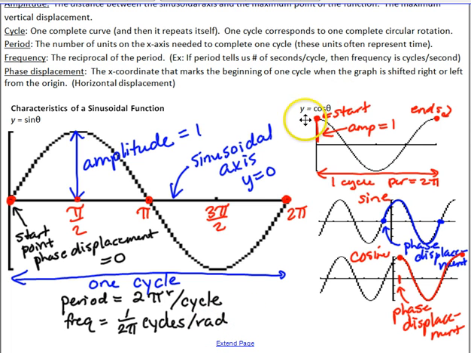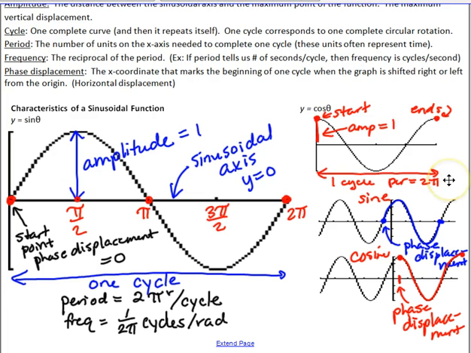The same characteristics can be found on the cosine graph. Same sinusoidal axis at the x-axis, which is y equals 0, same amplitude, same phase displacement, because remember the phase displacement is the x-coordinate of the starting point, which is still 0, even though the y-coordinate is different. And one cycle still has a period of 2 pi.